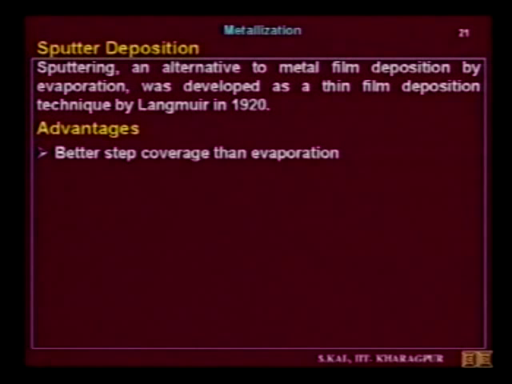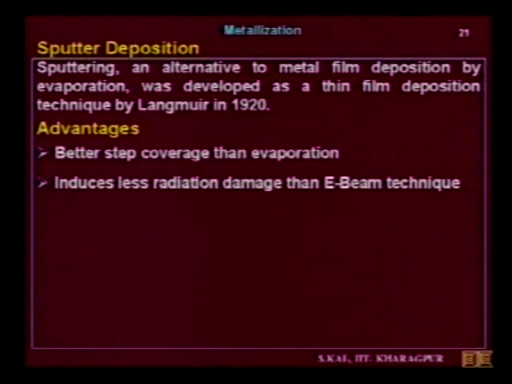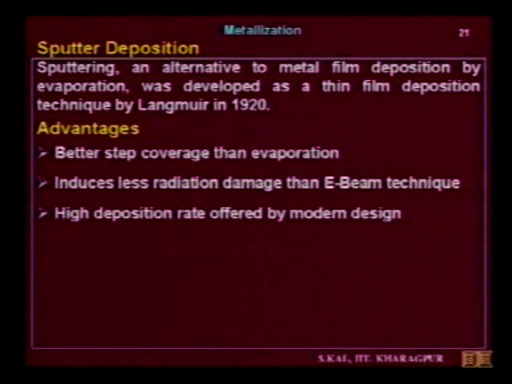The second is that it induces less radiation damage than the e-beam technique. Out of the three physical vapor deposition techniques, we mentioned that e-beam evaporation is the best one because it can produce better quality of metal film. But the problem was radiation damage. But in the sputtering technique, that radiation damage will be less compared to the electron beam technique. Another advantage of sputter deposition is the high deposition rate offered by modern design techniques of sputtering systems.